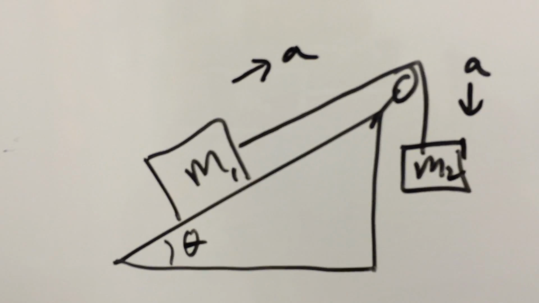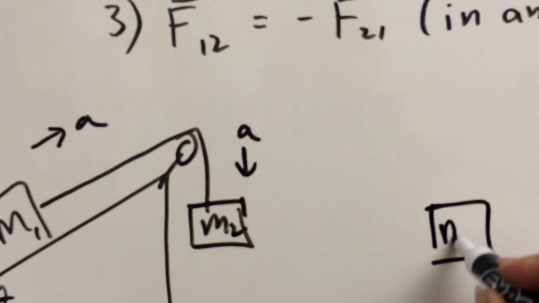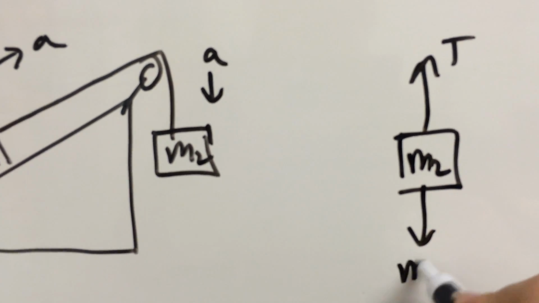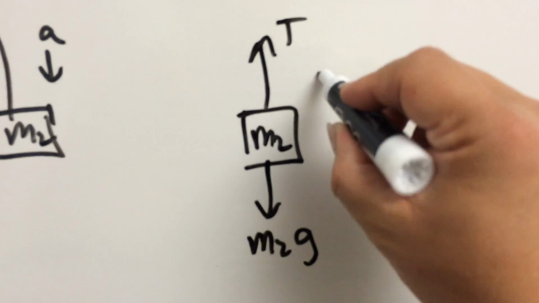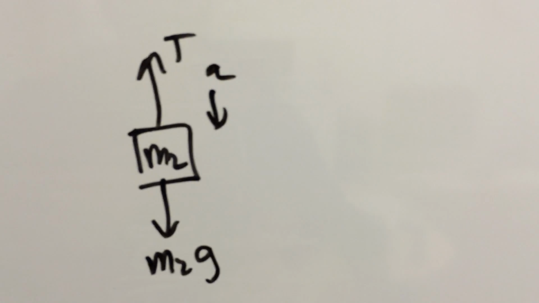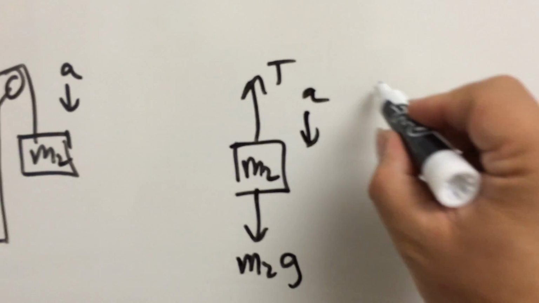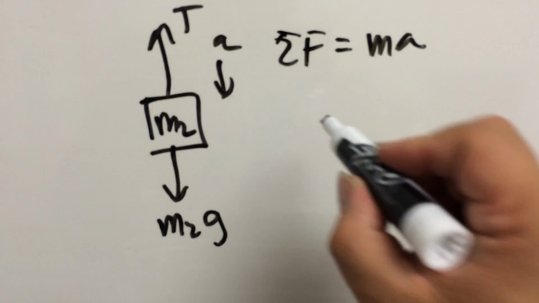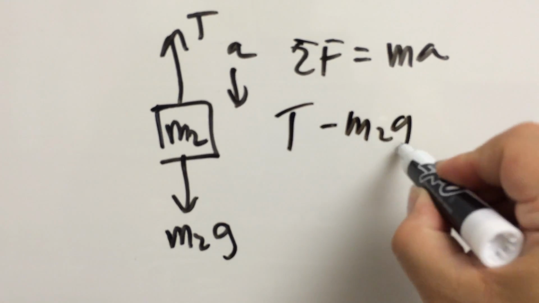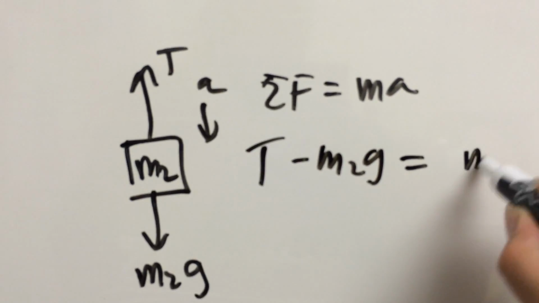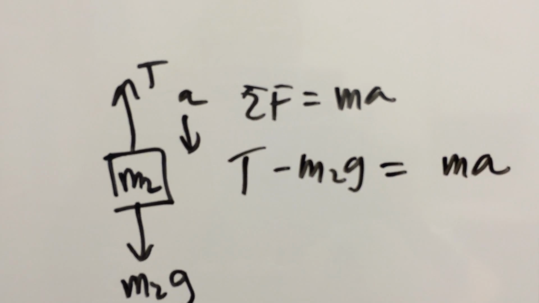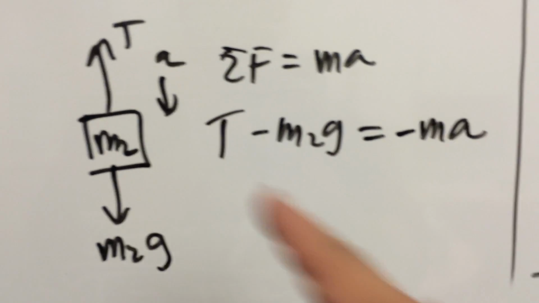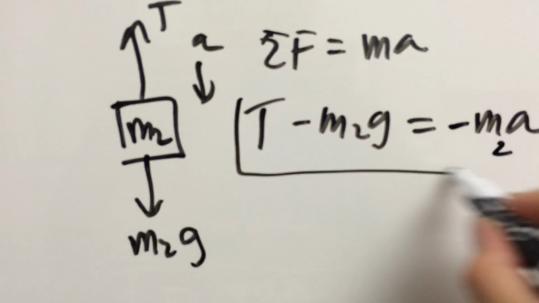So for M2, we draw the tension upwards, and we draw M2G downwards. And again, the acceleration is downwards in this case. And so it's very similar to what we had before. The sum of the forces in this case is going to equal MA, but in this case, we have T minus M2G. This is equal to MA, but A is negative, so we put a minus sign there, and it's M2, so we put an M2 there. And so there's the formula for that one.